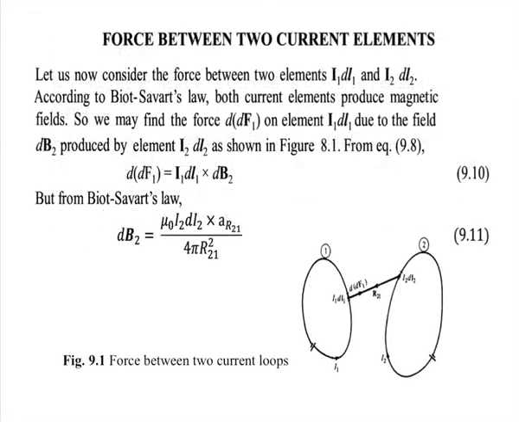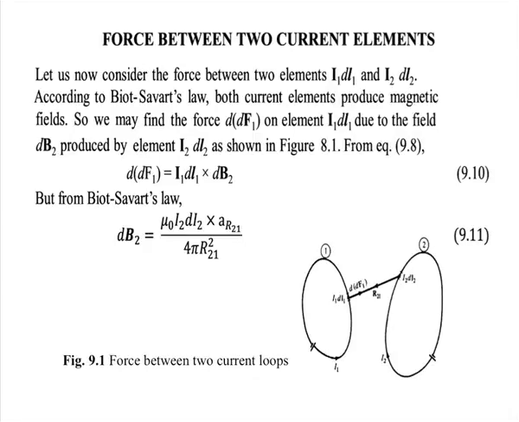Next we come to the force between two current elements. In the figure we can see two circuits, one carrying current I1 and the second carrying current I2. We take a small current element in each one of them. In the first circuit we take I1dL1 and in the second we take I2dL2, and let us find out the force exerted by one loop on the other.